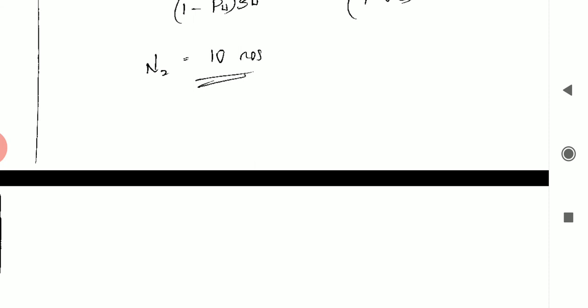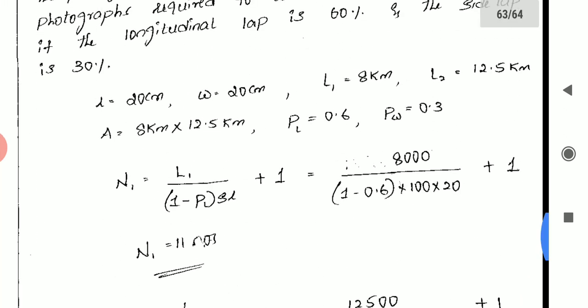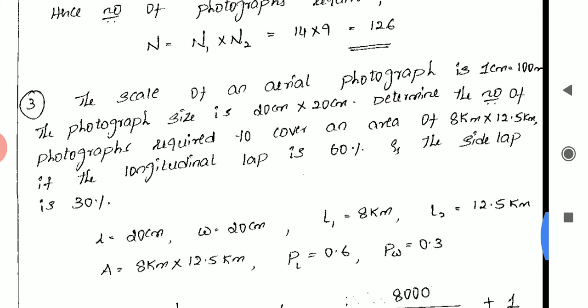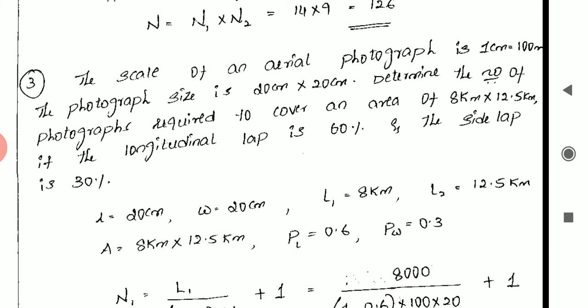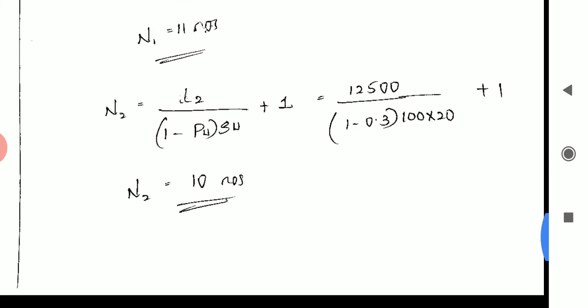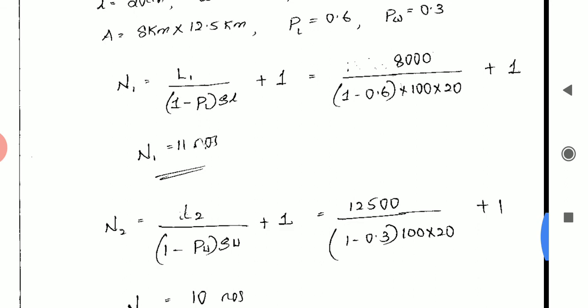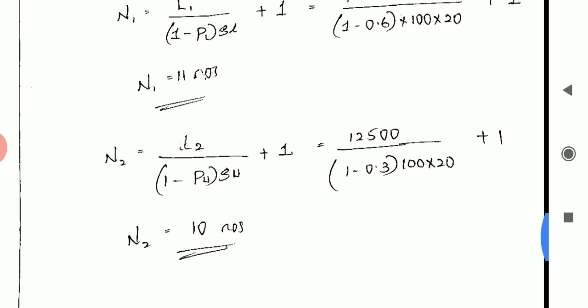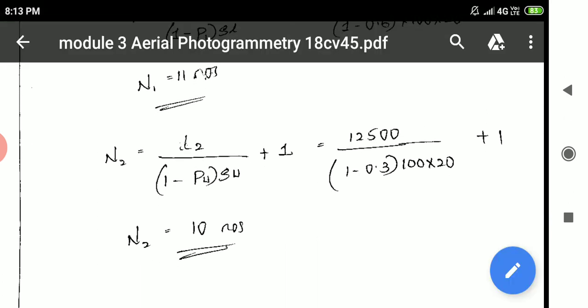So what is asked in the question is to determine the number of photographs. N1 and N2 we have to find. By using the N1 and N2 formulas we will solve for N1 and N2. N1 is 11 numbers, N2 is 10 numbers. So this session is completed.